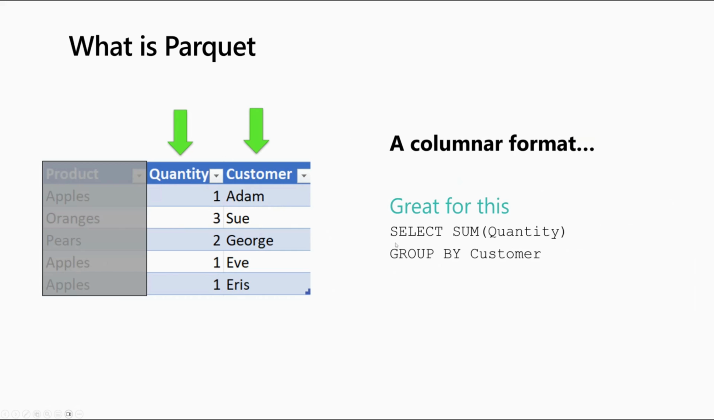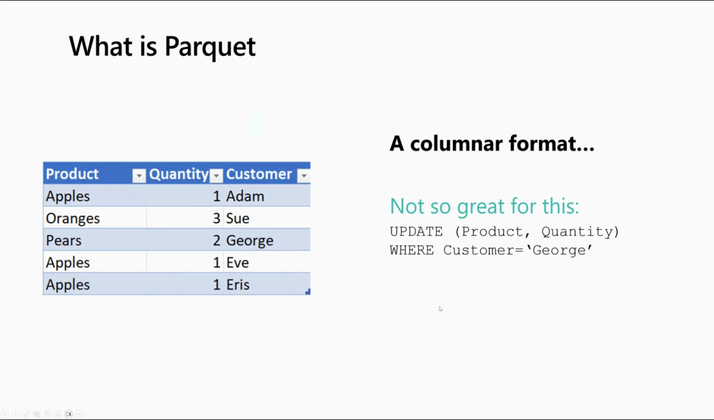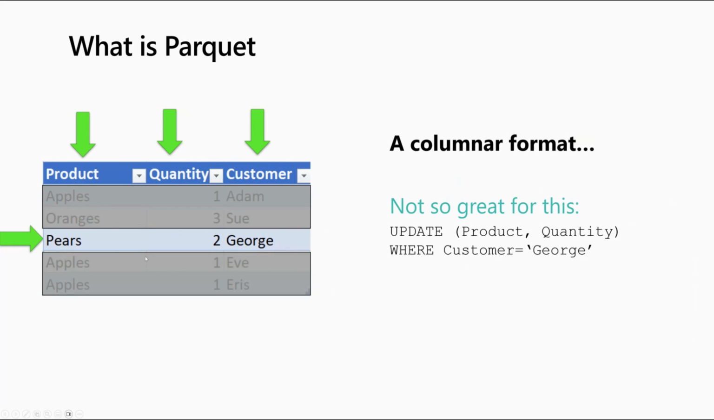You see here, if I want to select the sum of quantity grouped by customer, all I need to do is to read the customer column, read the quantity column, and I can ignore product or any other of the potentially 800 columns that appear in this table. Now, it's not a great format for updates, for transactions. For instance, if I try to execute a statement like this, update product and quantity where customer equals George, first I need to search the row number for George in the customer column, and then I need to go column by column and perform my changes. So again, Parquet is a great format for analytics, not truly a great format for transactions.